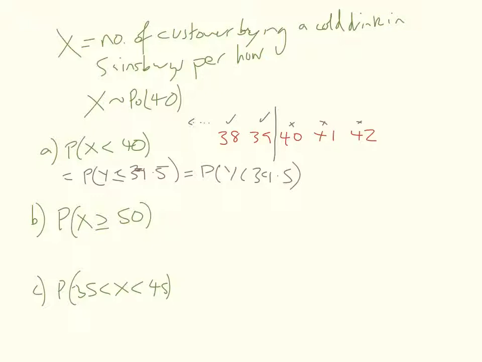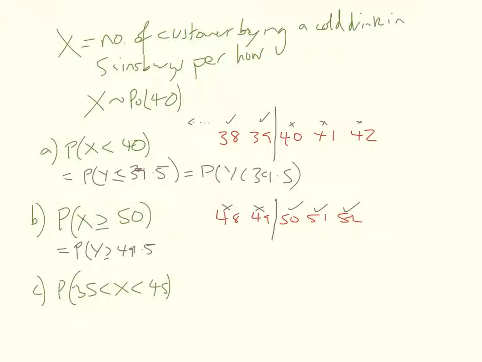Let's try the second example. So the probability that X is greater than or equal to 50. Again, I'm going to draw the numbers around 50, so 48, 49, 50, 51, and 52. What are the numbers that we want here? Well, 50 is included because we've got that equals sign, so we want that one, and all the numbers greater. We don't want those ones there, so I'm going to draw my line in between those two numbers, and so we can say that the probability that X is greater than or equal to 50 is equal to the probability that Y is greater than or equal to 49.5.